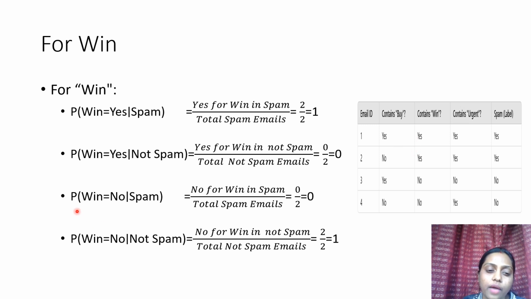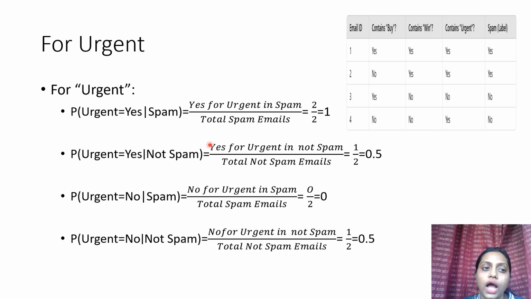And similarly, we have calculated the probability for win equals no and win equals yes, provided not spam. Similarly, all the likelihood probabilities for the feature win have been calculated. We do the same procedure for urgent. Now for the feature urgent, we have calculated this probability using the same logic. If you concentrate on any one feature, you can easily do these things also.